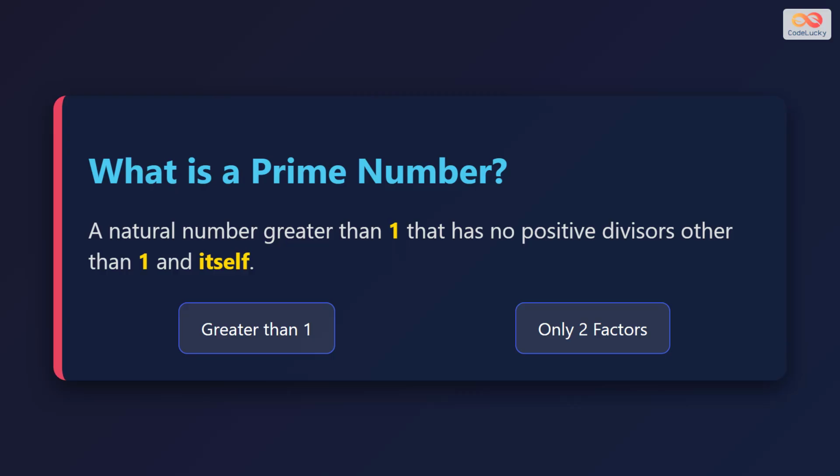First, let's define our goal. A prime number is any natural number greater than one that has exactly two distinct positive divisors, one and itself. If a number has any other divisors, it is not prime.